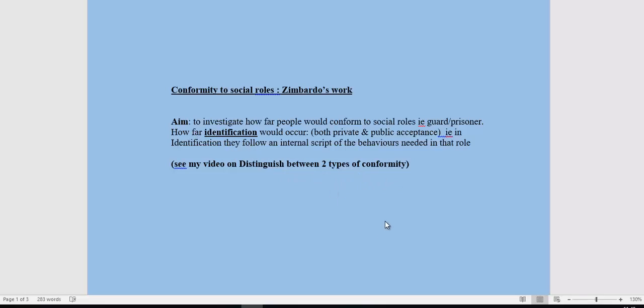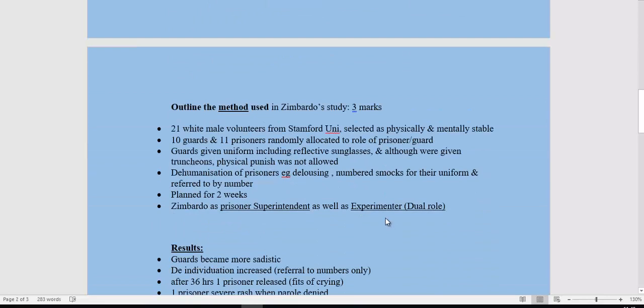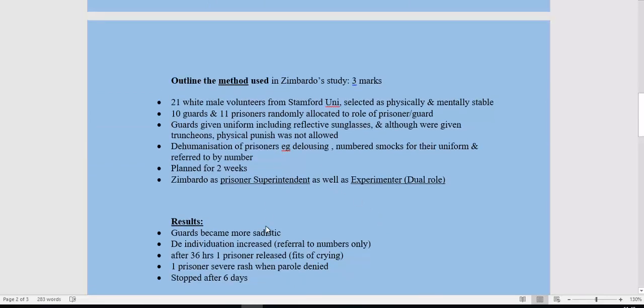But here, let's have a look at Zimbardo's work, what we need in terms of the method. Okay, so lots and lots of detail on this. You don't need loads, but if they ask you for 3 marks to outline the method, you want some detail. So here we go. 21 white male volunteers from Stanford University selected as they were physically and mentally stable. So they were assessed as being physically and mentally stable from the cohort who volunteered. 10 of them were assigned to guards, 11 as prisoners, and what's important is they were randomly allocated to the role of prisoner or guard.